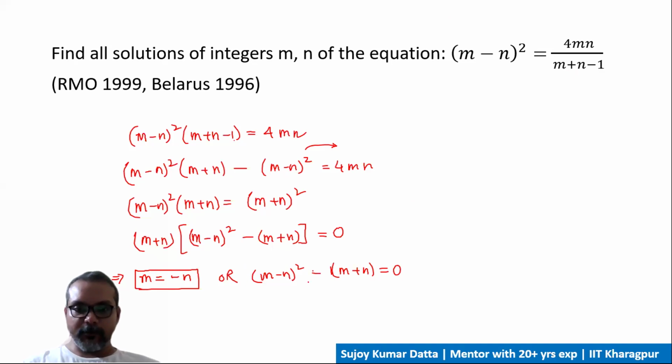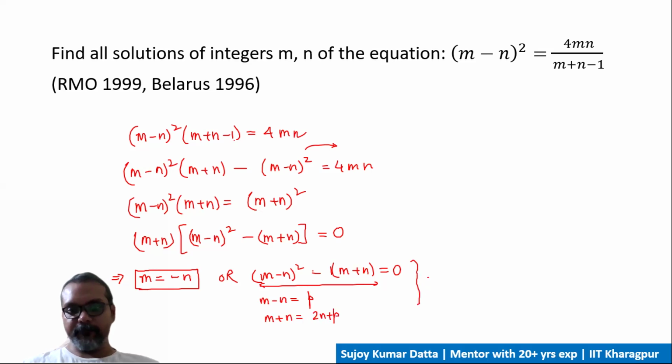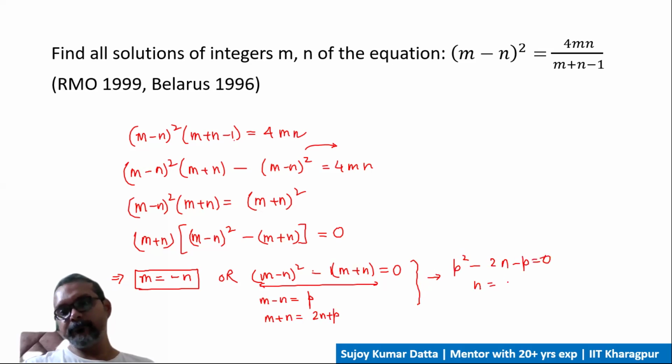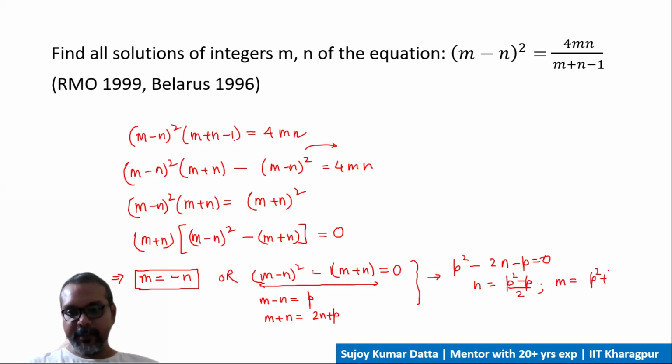Now for this portion, what we can do is we can define, let's say, m minus n to be some other variable, let us say p. Then in that case, m plus n becomes, m is now n plus p, so n plus p plus n. So from here, we end up getting n will be p squared minus p divided by 2 and m will be this plus p, so p squared plus p divided by 2. That would be another solution.